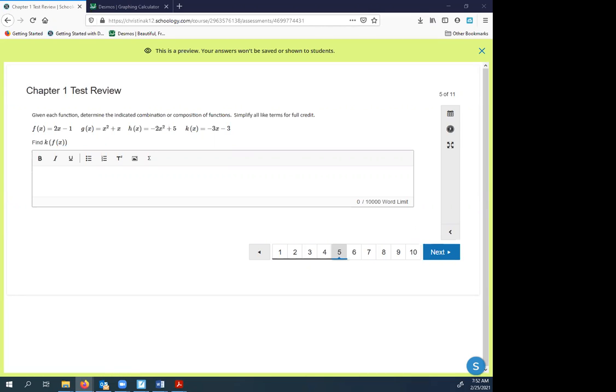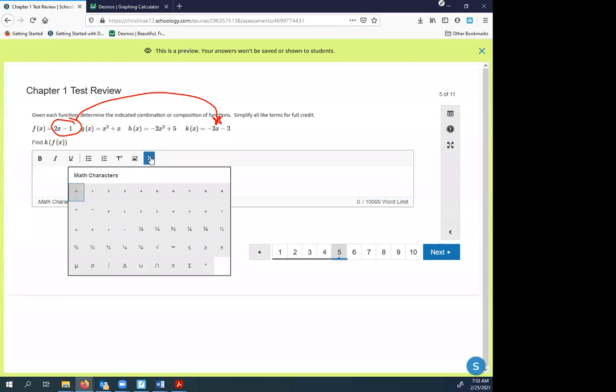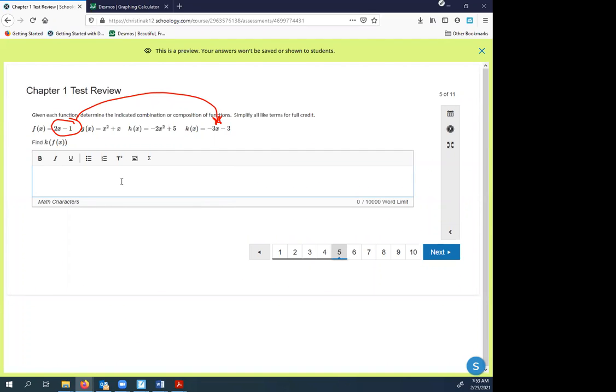So K of f of x. What I want to do here is take f and plug that in to x here. If you want, you could actually use this math line, and that will give you some special characters dealing with math. You don't have to. It's just an option there for you.